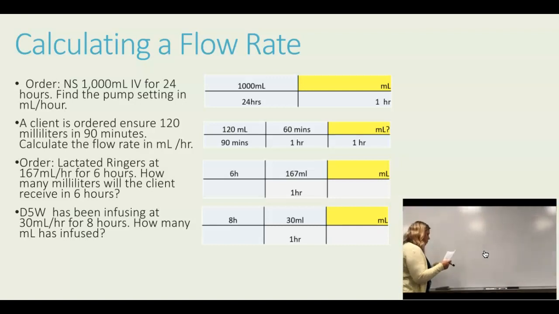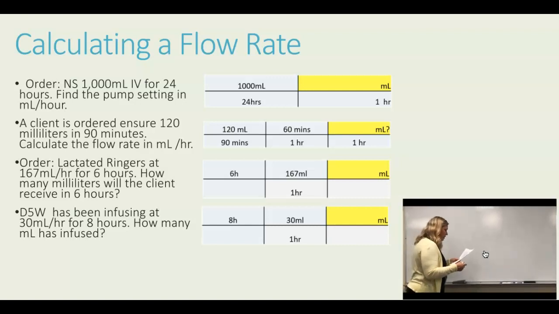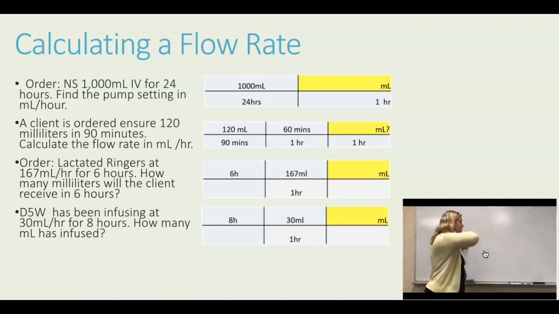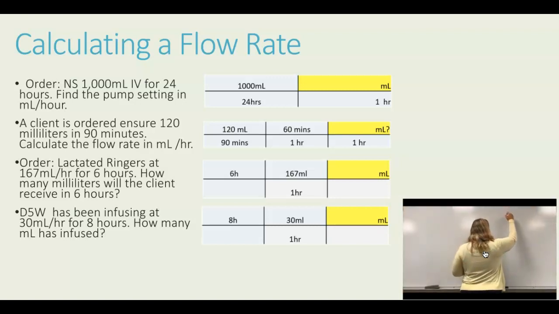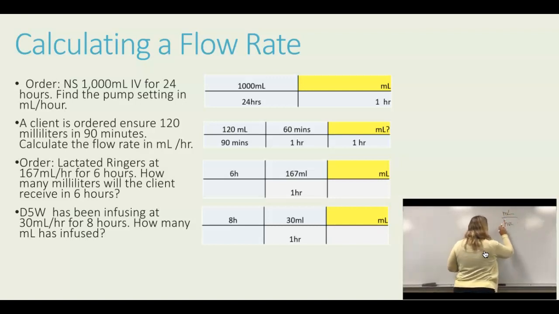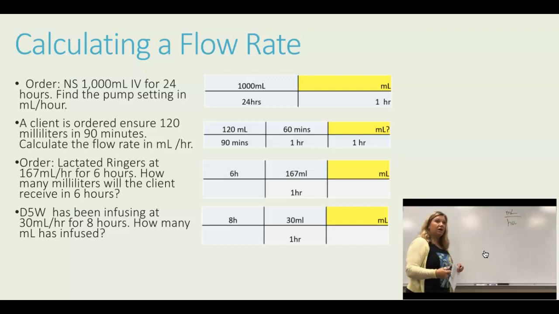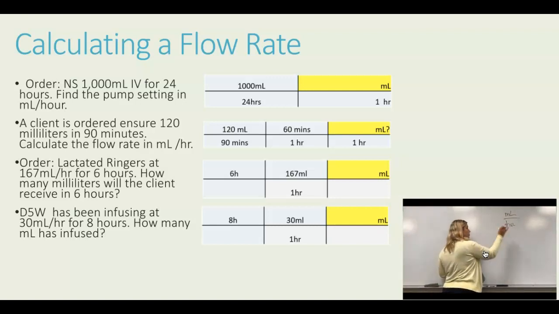The order is for 1,000 milliliters IV in 24 hours. So you've got 1,000 milliliters that needs to be infused in 24 hours. It's asking you, what are you going to set your pump at? And that's going to be milliliters per hour. All right, so I am solving for milliliters over hour. Remember, before I only had the top part, but now I'm using both. I need to make sure I'm left with milliliters by itself on top and hours on the bottom.